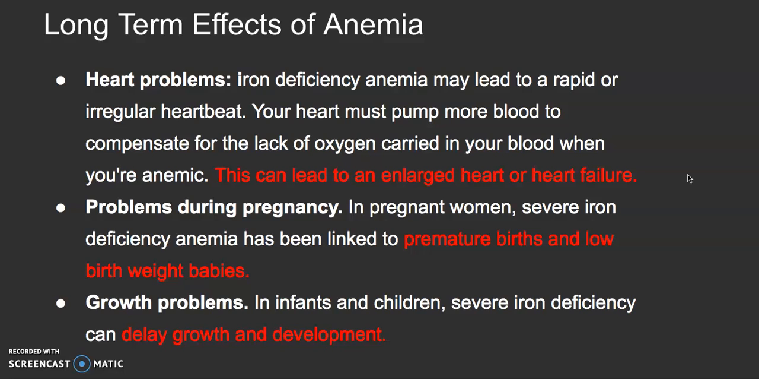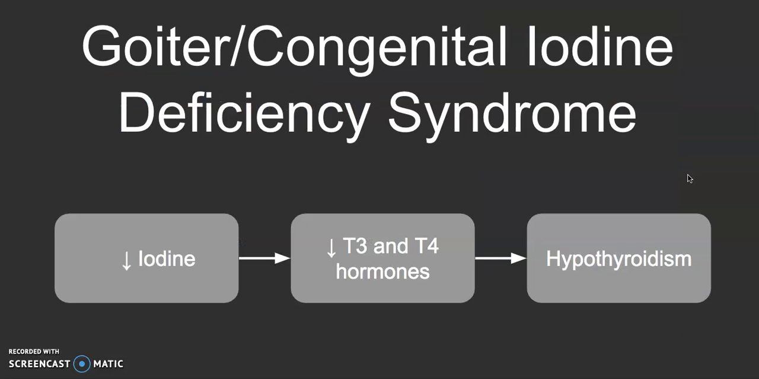Finally, we're going to talk about iodine deficiency, which causes goiter and congenital iodine deficiency syndrome, as well as hypothyroidism. So this is something that happens primarily in really low income countries near the equator.